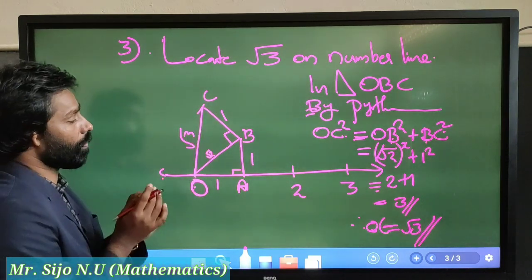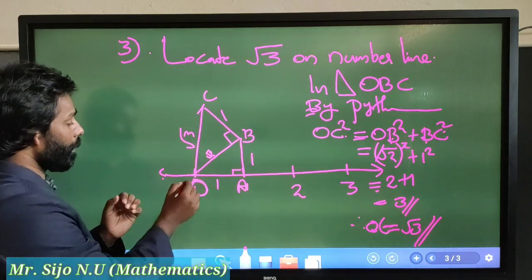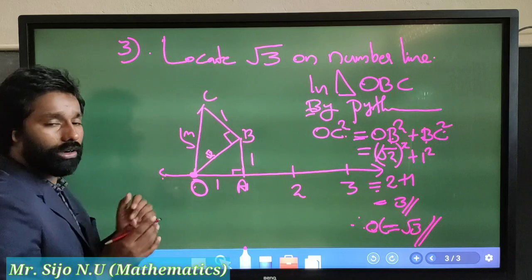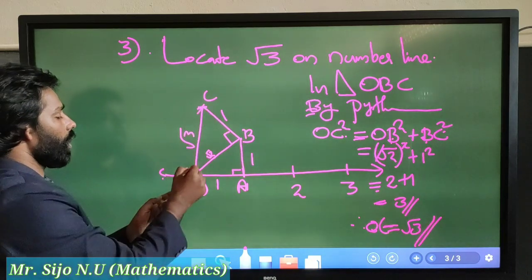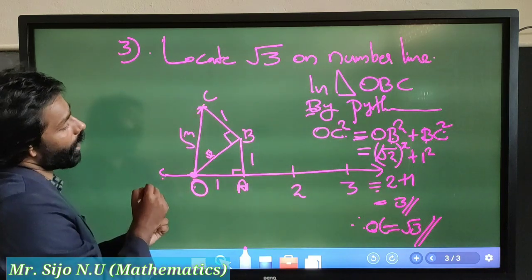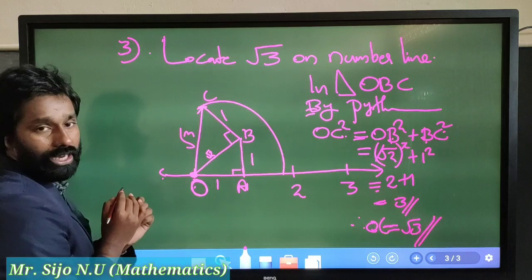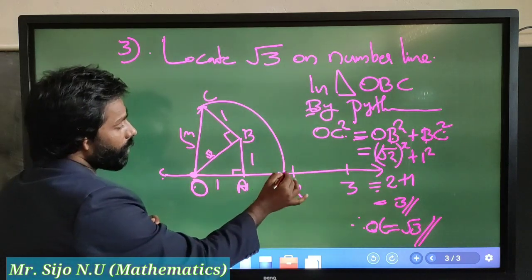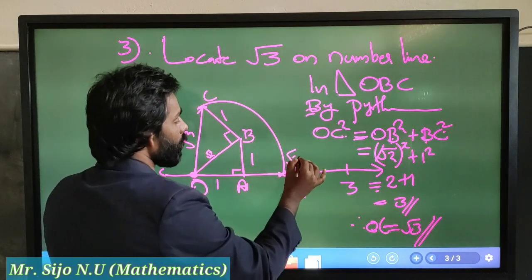Now we have to take the compass and draw an arc by pointing the compass on this O and adjusting the compass as radius OC and drawing an arc. So here we will get like that. Now where the arc touches this number line, that point should be root 3.